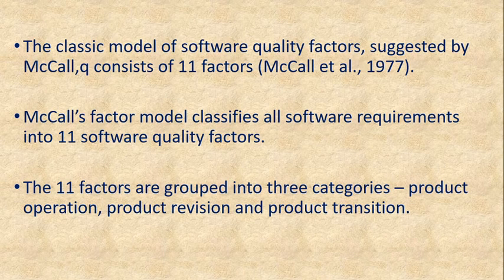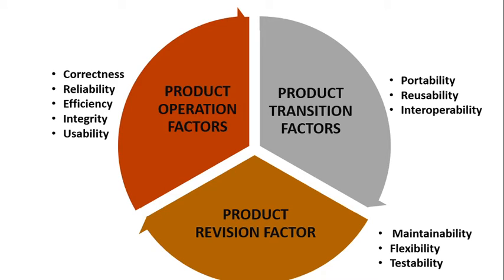Product operation means the software is in the development phase. Product revision means the software is in the testing phase. And when the software is delivered to the customer, that is the product transition stage. According to the development process through to the maintenance process, these 11 quality factors are classified into product operation, product revision, and product transition.